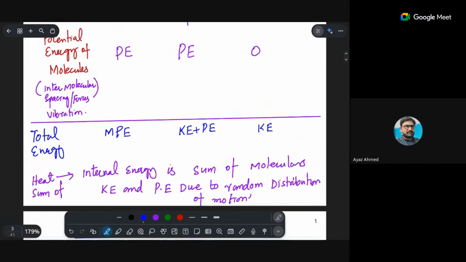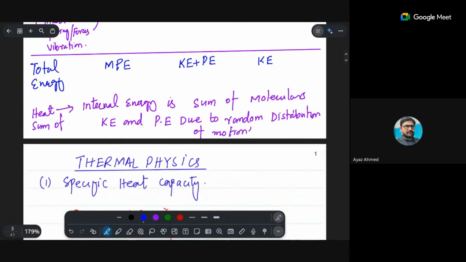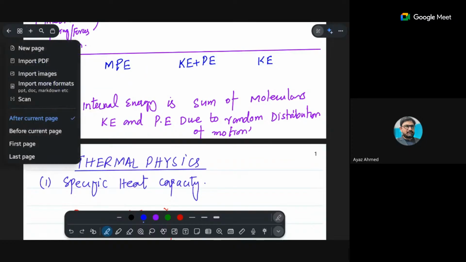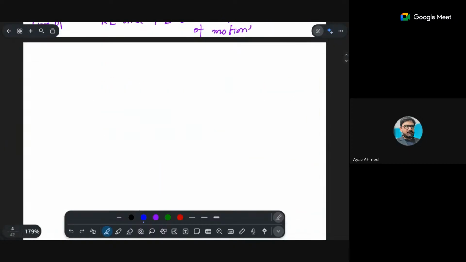So remember this thing. This is actually very important information. I will write it again, hopefully. Internal energy, that heat is the internal energy of the system. But I believe that this must be clear to you before I switch to the specific heat capacity and all that stuff.